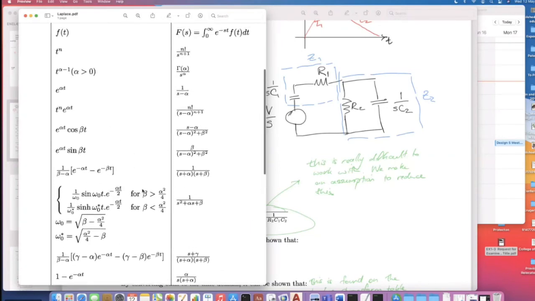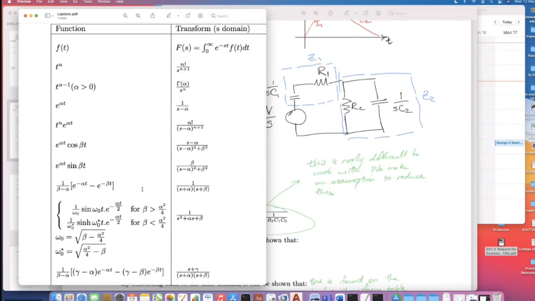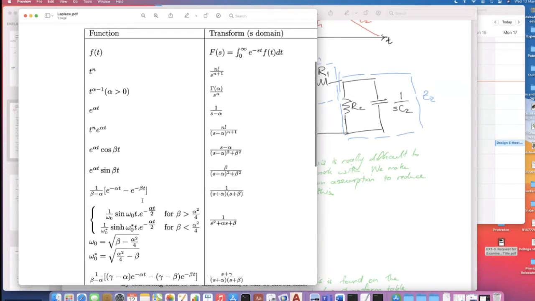We're going to open our Laplace transform tables, and we're going to see if there's anything here that we would want our system to fit into. This one here, it might be the right one.